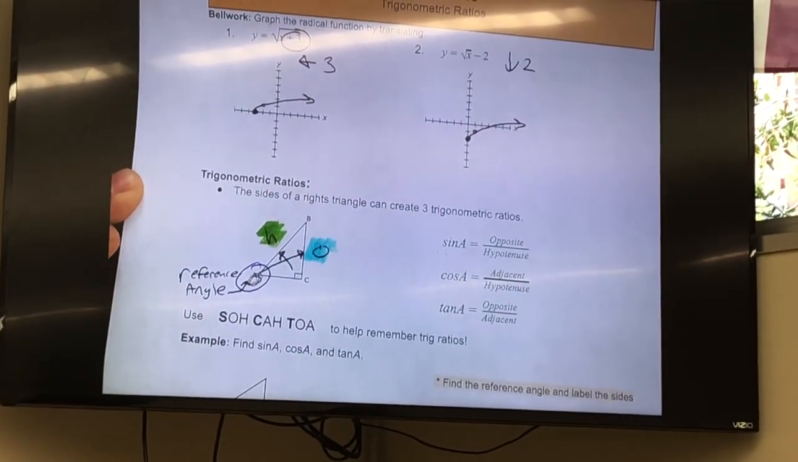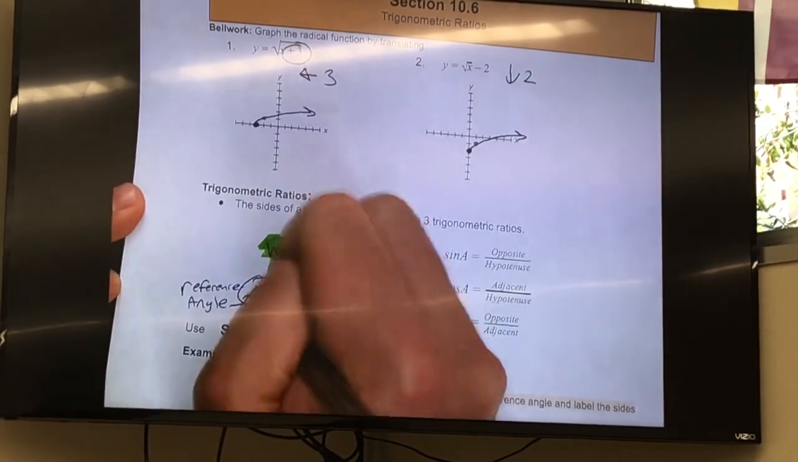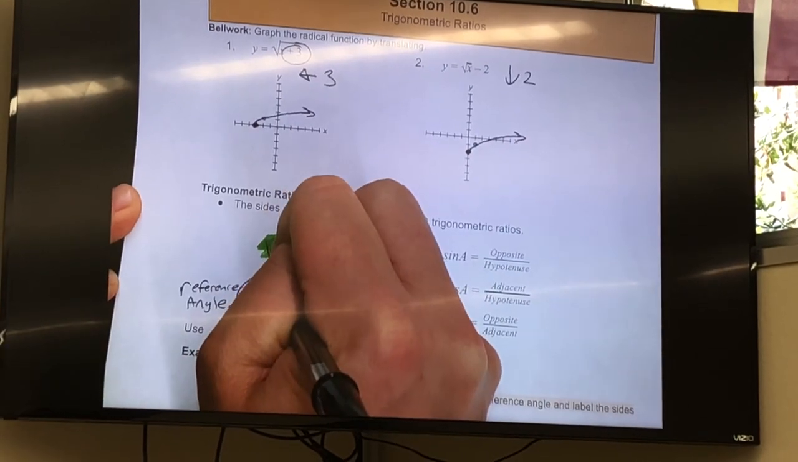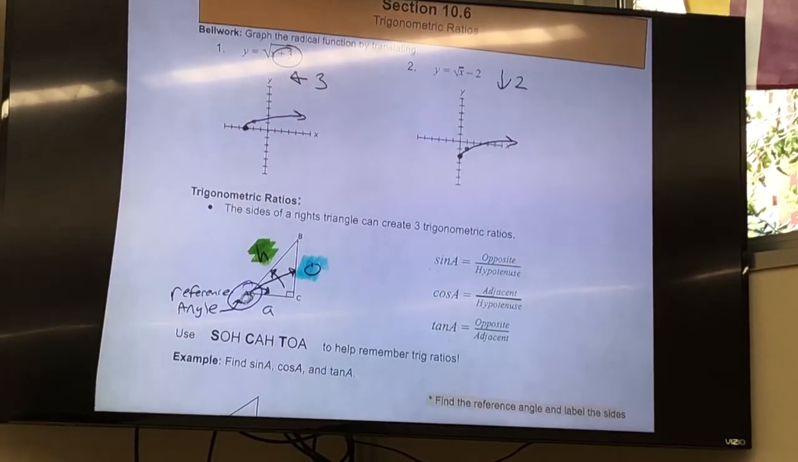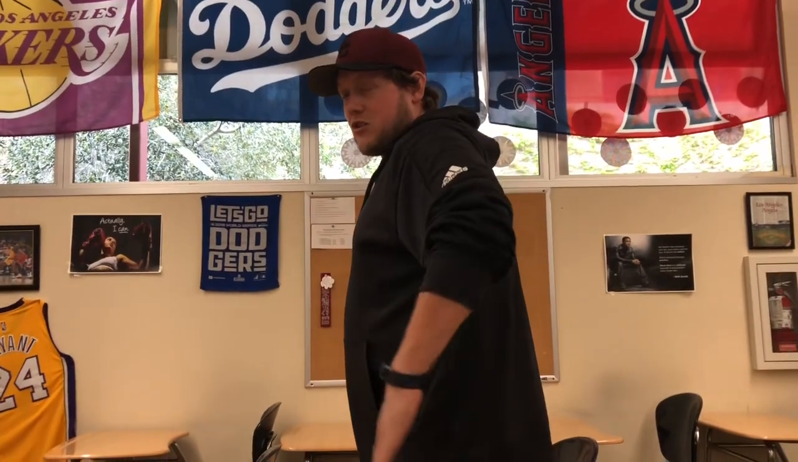And our last one is going to be adjacent. Okay? Adjacent, we're going to put the A right here, and if you look, it's going to be right next to it. So right now, if I come over and I'm standing next to Miss May, she is adjacent to me. She's right next to me. Okay, so think the one right next to the angle is your adjacent side.